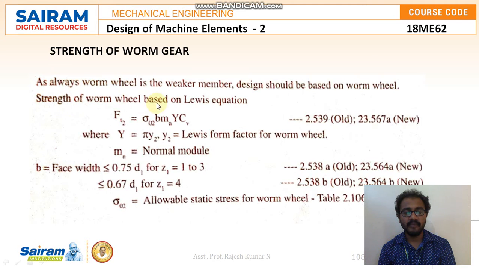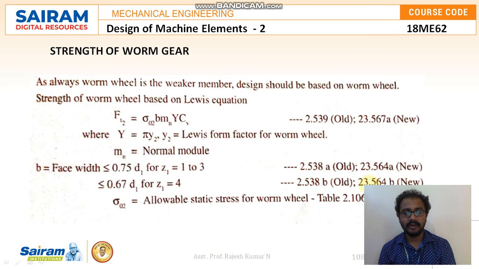So the strength of the worm wheel based on Levy's equation from the design data handbook, it is 23.567A. Since it is for the wheel, it is denoted as FT2, which is equal to allowable stress into face width into module into Levy's form factor into the service factor. Where y is nothing but pi y2, where y2 is Levy's form factor for the worm wheel, and m is nothing but the normal module. N stands for normal and m for module.